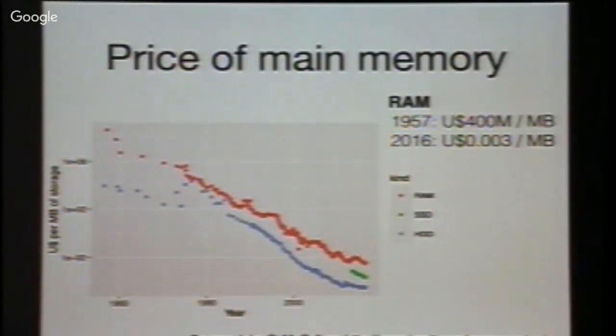And I'm here to also tell you that in the last 50 years, we've seen something really incredible happen with storage in a computer. So this is a plot that is, again, in the logarithmic scale. And this is the price of storage for computers.